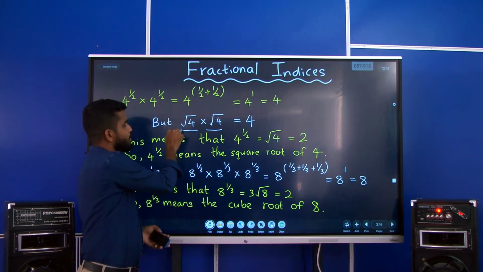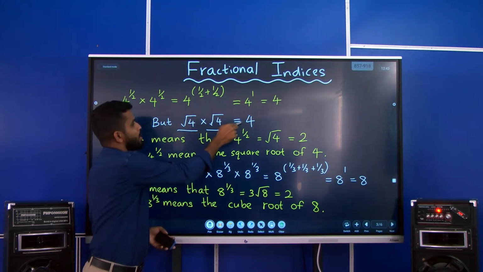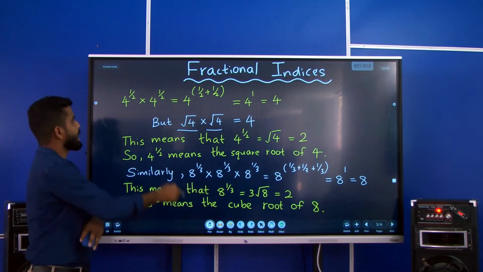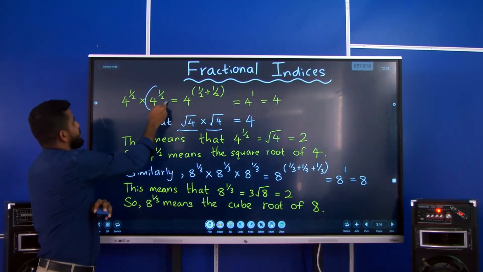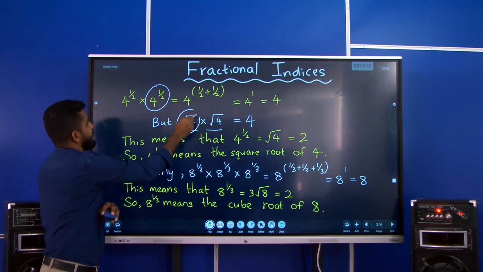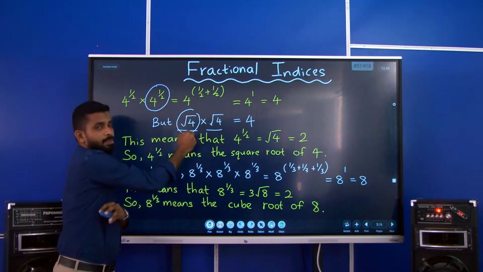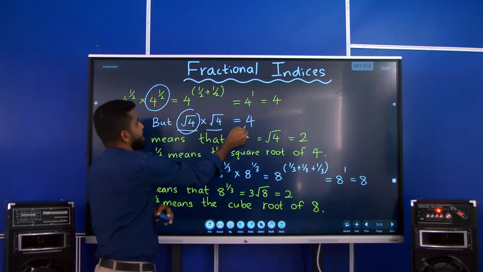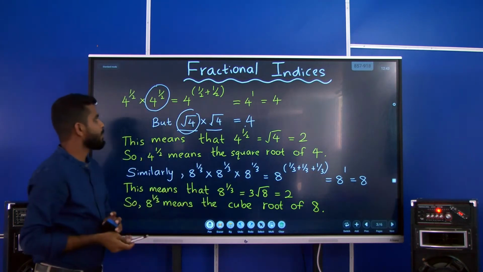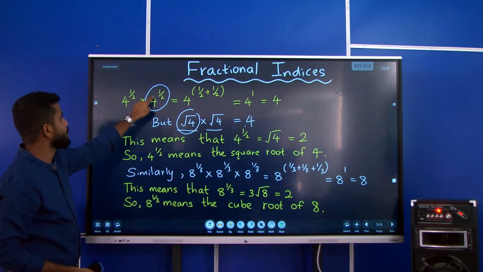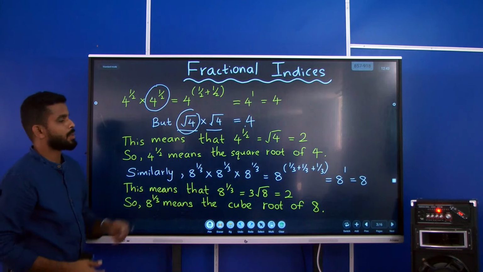Just say the square root of 4 times the square root of 4 is equal to 4. Therefore, can you see the similarity between this and this? The same thing multiplied by itself gives the product 4. Therefore, we can say this 4 to the power half is equal to the square root.